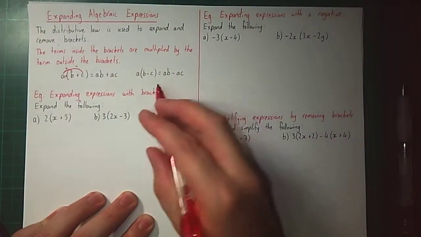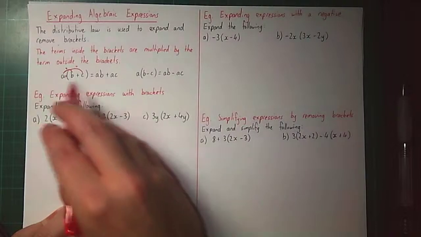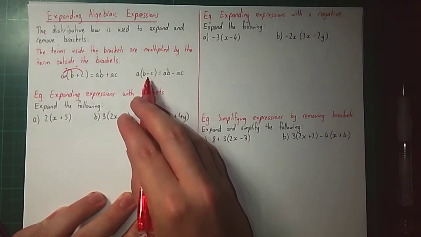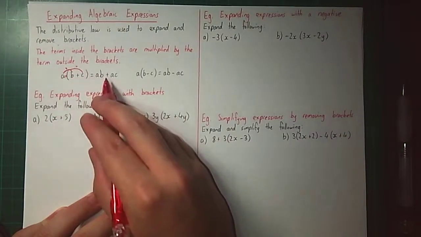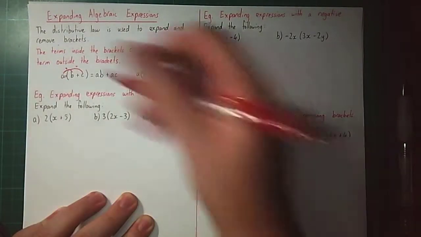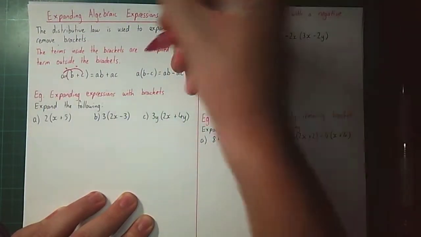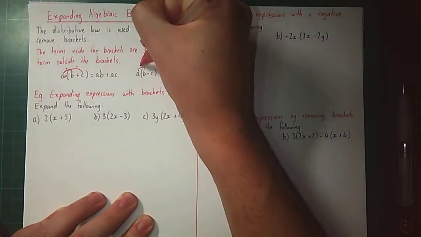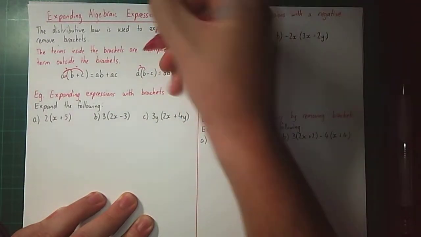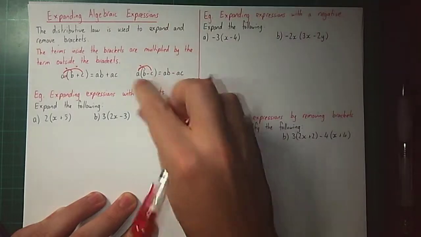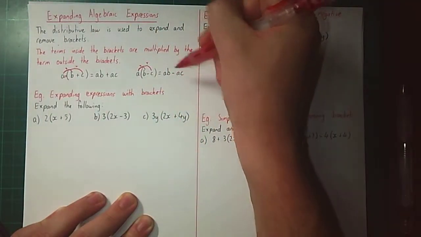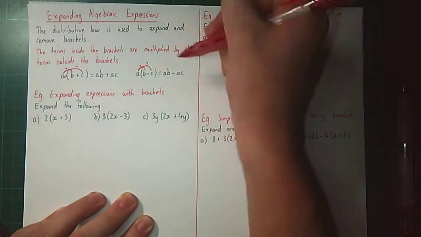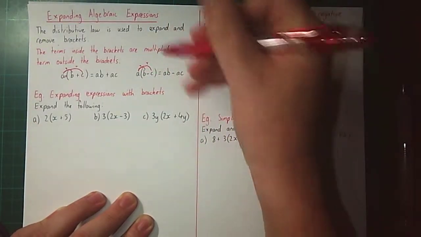In a similar situation, these two look very similar. The difference is there's a negative here. You can see there's a negative here and there's a negative here, where there was a positive here and a positive here. If we use our rainbows again, we can see how that happens. So we've got A times B, that's AB, and then we've got A times negative C. We know that a positive times a negative is a negative, so A times negative C is going to be negative AC, and that's how that works.